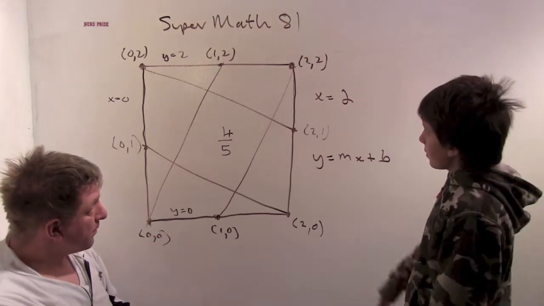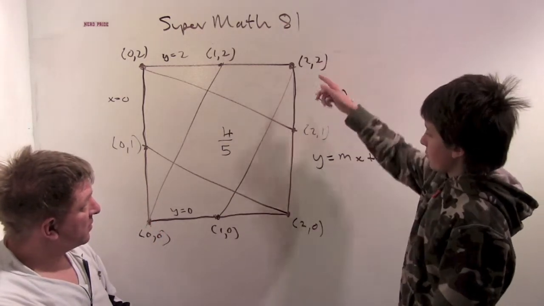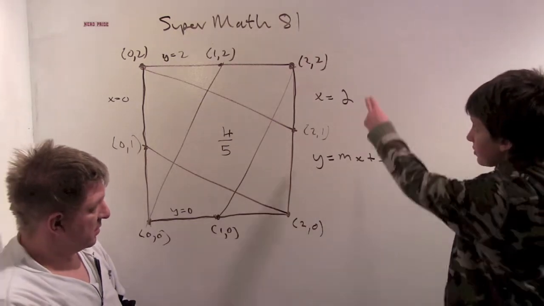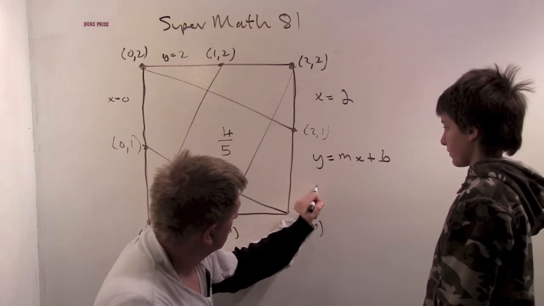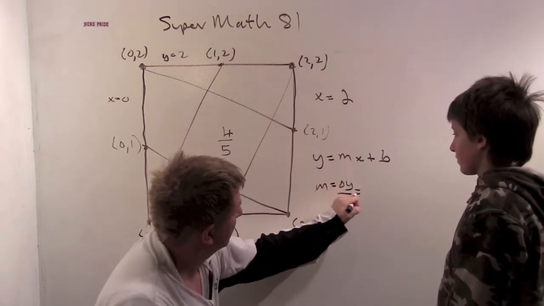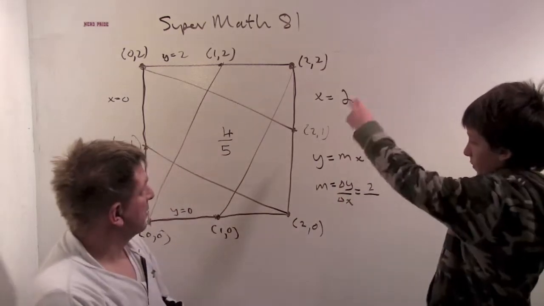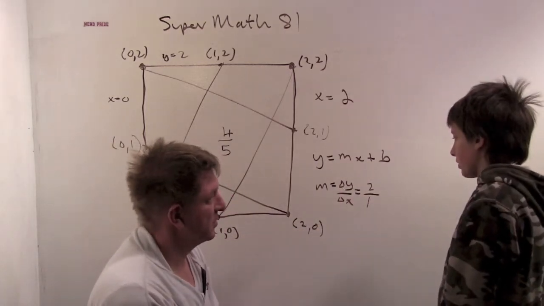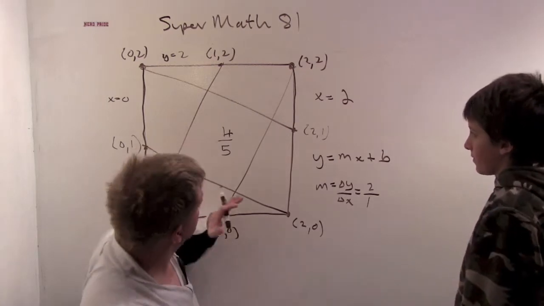So the y changes from 2 to 0. What's that change? That change is 2. Slope is change in y over change in x, which is 2 over 1, which we sometimes call 2. So it was positive. Yeah, this is a positive slope.